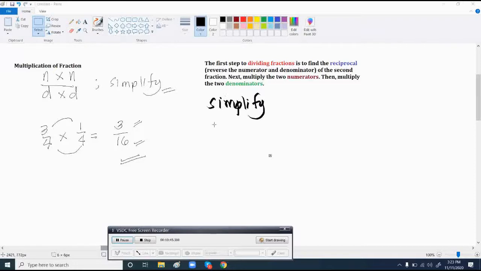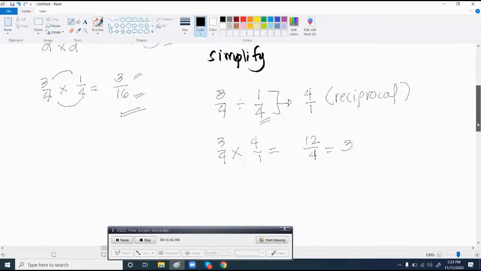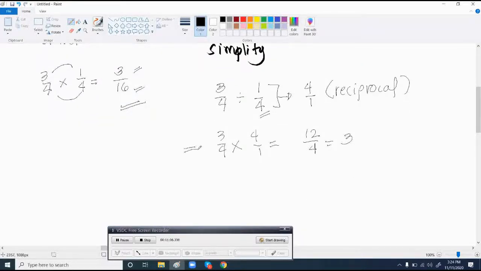Just simply like this. 3/4 divided by 1/4. The second part of your division, which is your divisor, will be reciprocated. The reciprocal of 1/4 is 4/1. After finding the reciprocal, proceed to multiplication of fraction.